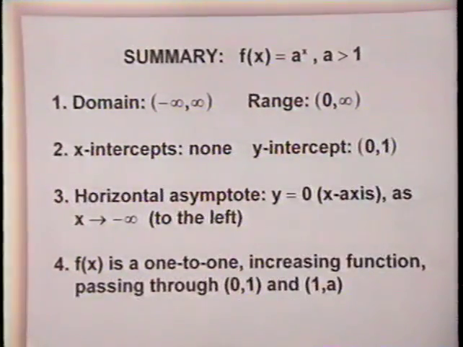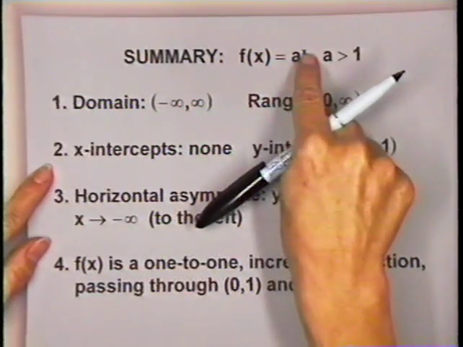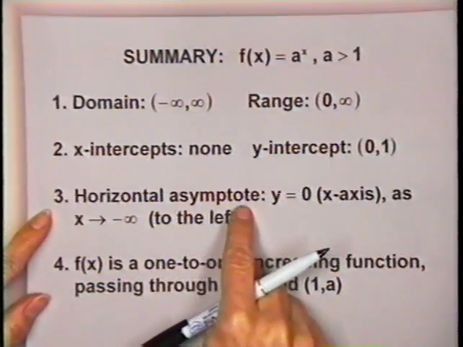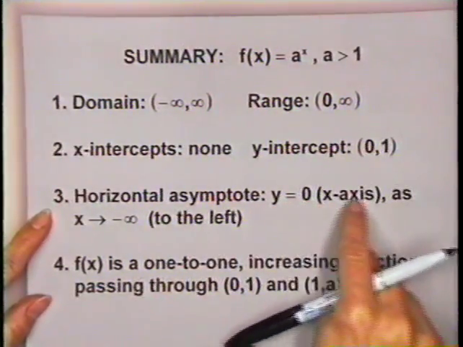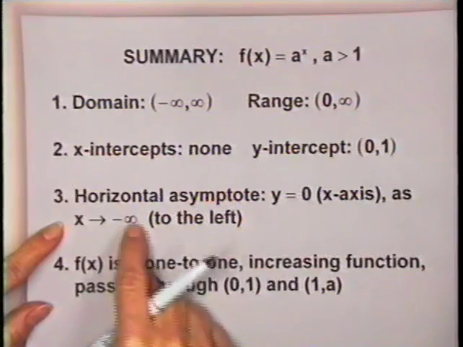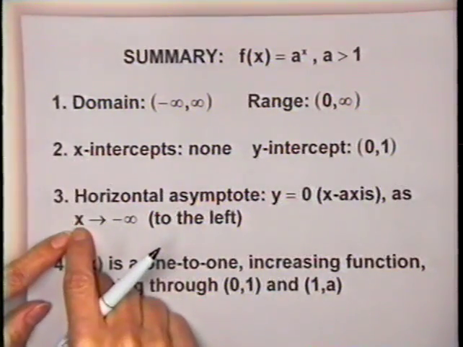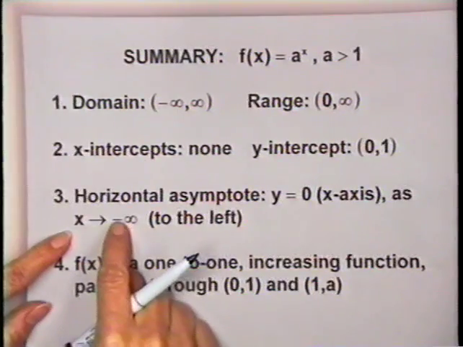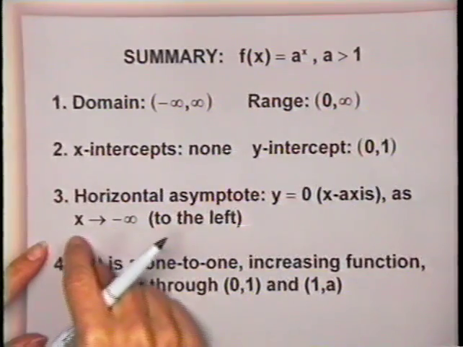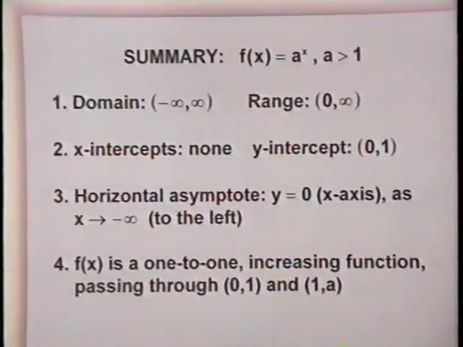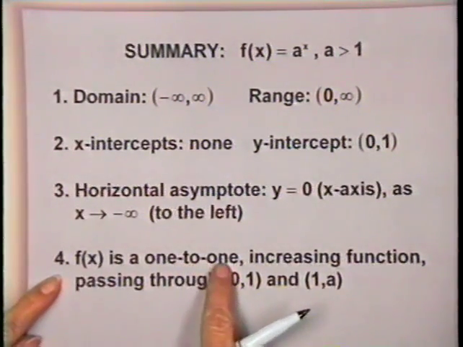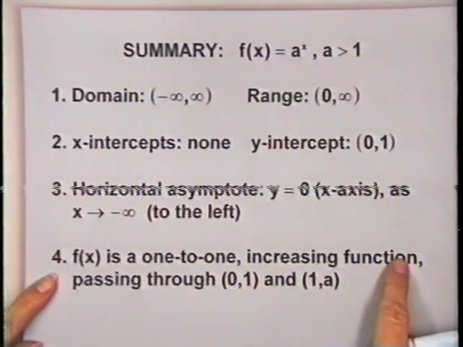Y-intercept, that point (0, 1), because no matter what this base is, if my exponent is 0, I'm going to get a 1. We have a horizontal asymptote of y equals 0, or in other words, the x-axis, as x approaches negative infinity. Now, I've said that's to the left. What we're saying here is x is getting very big in absolute value, but notice that negative is saying in the negative direction. So x is moving to the left, and as we go to the left, we approach this x-axis as an asymptote.